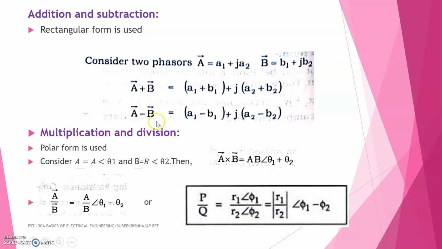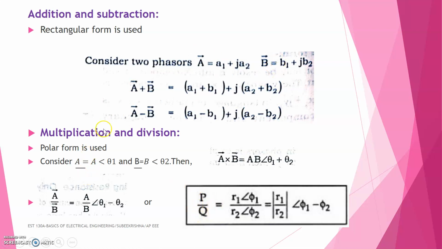Next is to find the difference between these two phasors. A minus B is equal to, we should subtract the real parts of these phasors first, so A1 minus B1, plus j into A2 minus B2. So we get the difference between these two phasors.